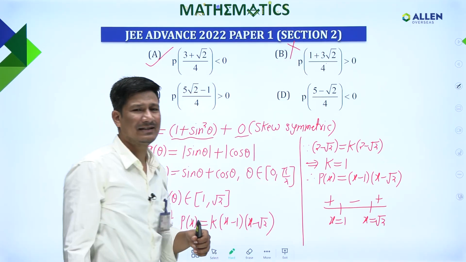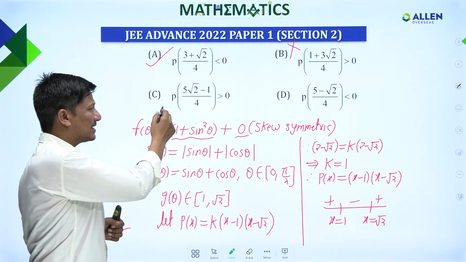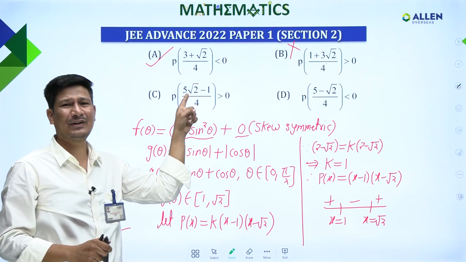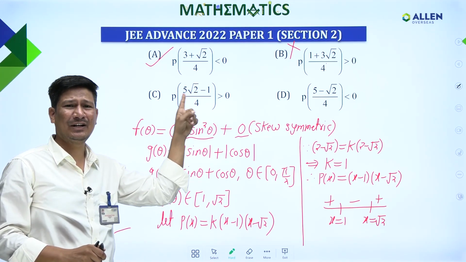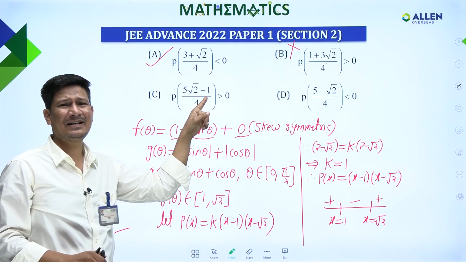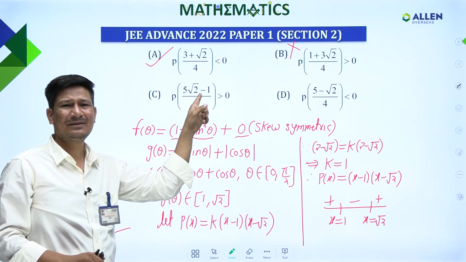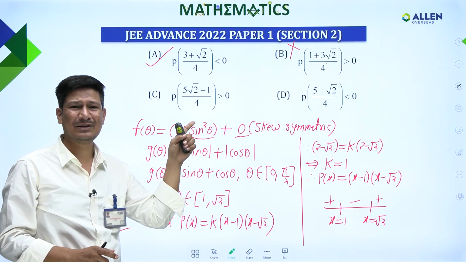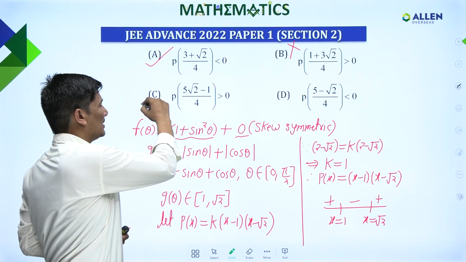Similarly, guys, you can check the other options also. When you check option C, 5 root 2 minus 1 upon 4. So 5 into root 2, that is 1.4 into 5, 7 minus 1 divided by 4, like that. So when you check, that value comes out to be greater than 0 only. So option C will also be the correct one.